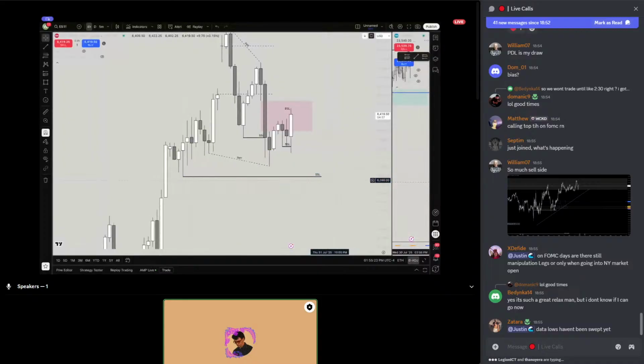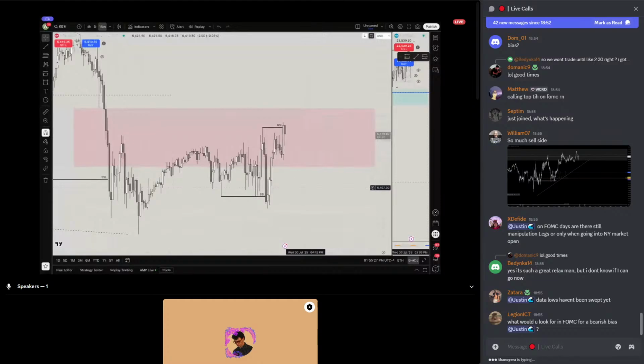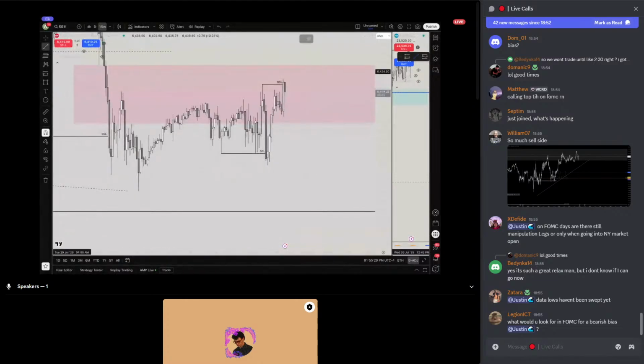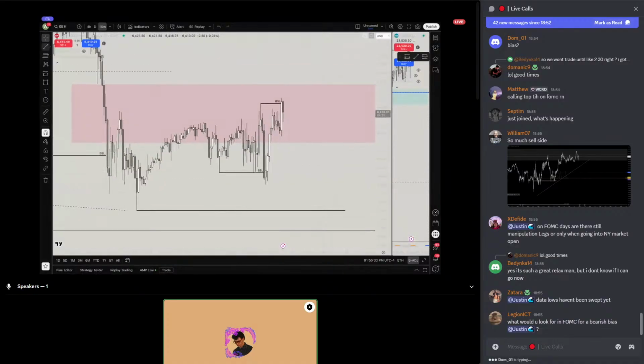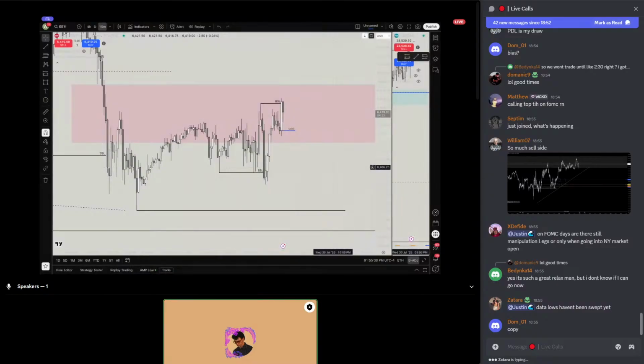So my goal is just to watch price action today. FOMC opens up, see what we want to do from there. But if NQ gets below this 30-minute or this 15-minute change, then I could expect us to sell back off.